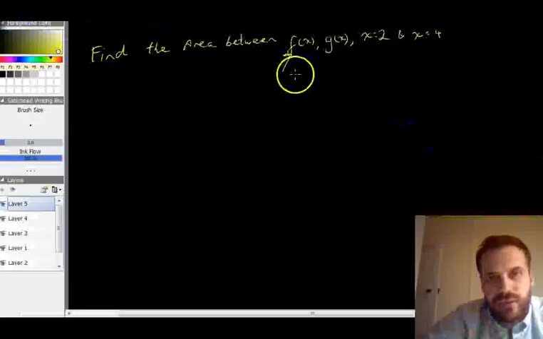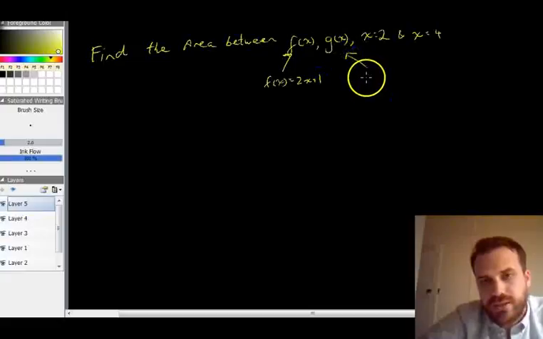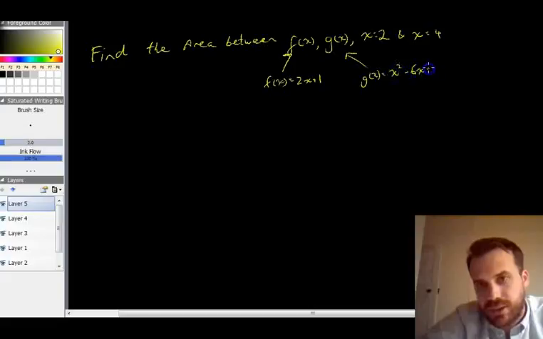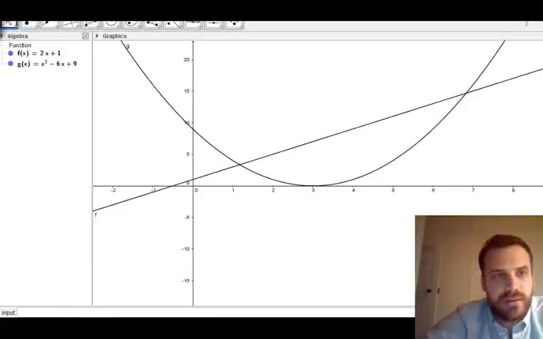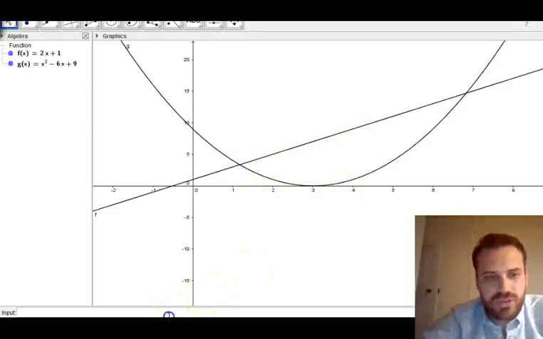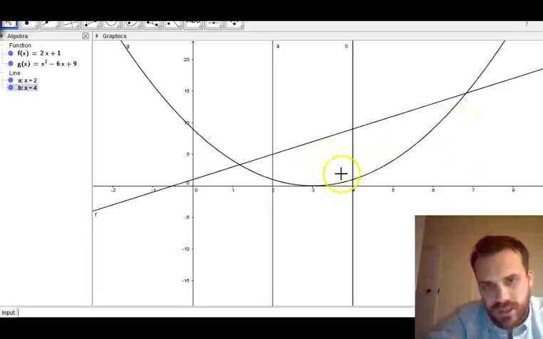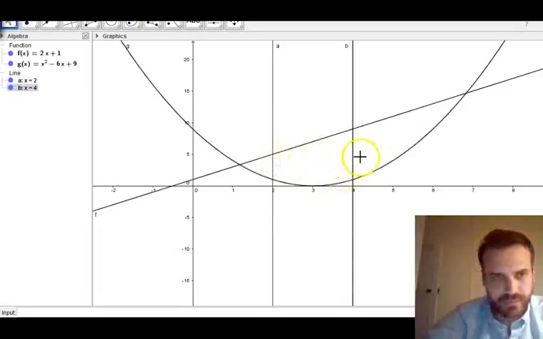So your question will obviously provide this for you. So f of x equals 2x plus 1, and g of x equals x squared minus 6x plus 9. And this is where we're at. And we want to know it between x equals 2 and x equals 4. I'll just draw in some lines here. x equals 2 and x equals 4. This area in here, this is what we want to find, this area.